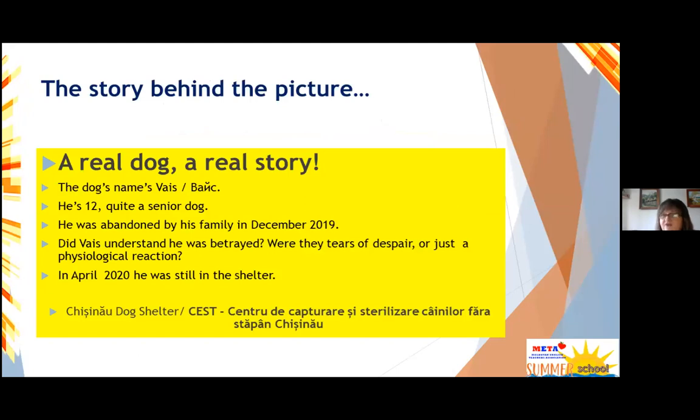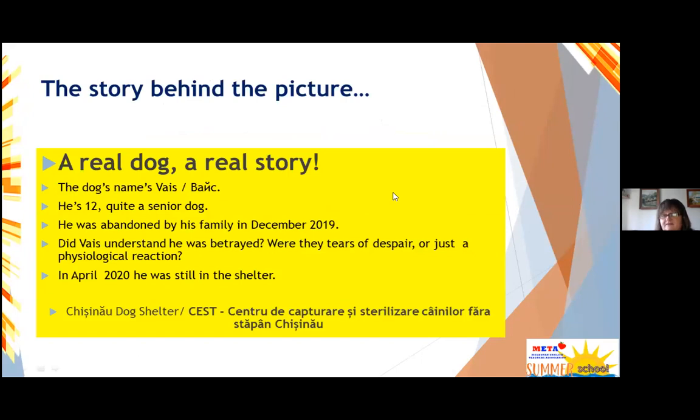Okay, now the story behind the picture. It's a real dog and it's a real story. The dog's name is Vice. I wrote the Russian word as well. This is quite an old dog. The dog is 12, so quite a senior dog. Unfortunately, he was abandoned. You know, I'm just speaking, and I'm really very impressed. Still, I'm really impressed by the story of this dog.